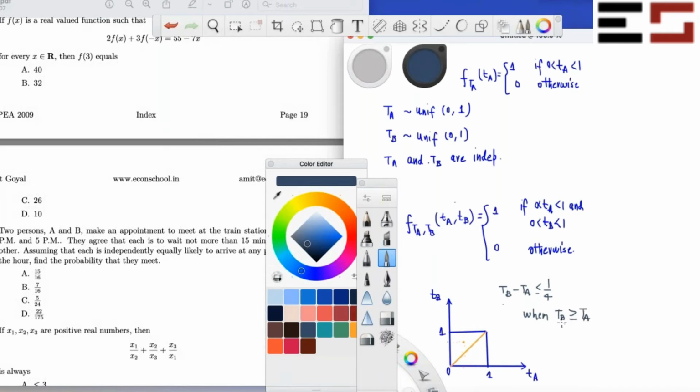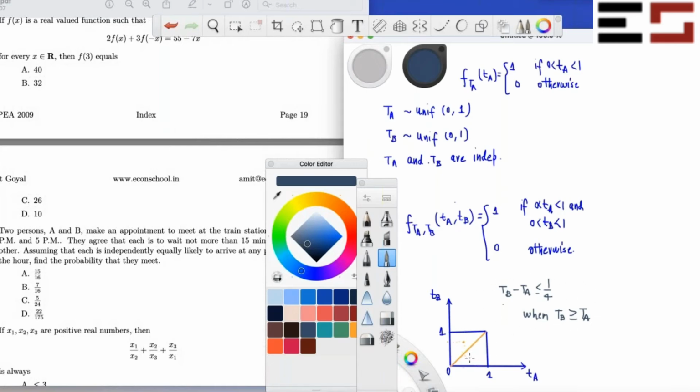Right? So basically when B came late, TB minus TA should be less than or equal to 1 by 4. Do you agree? Because you don't want anybody to wait for more than 15 minutes. Yes? Sir, TB minus TA can be negative. So, when TB is greater than or equal to TA, then this term should be less than or equal to 1 by 4. When B came late, then A must not have waited more than 15 minutes, right?